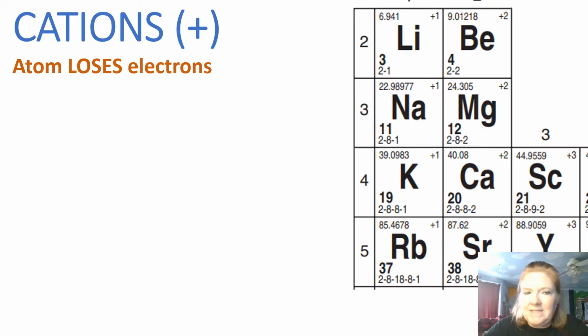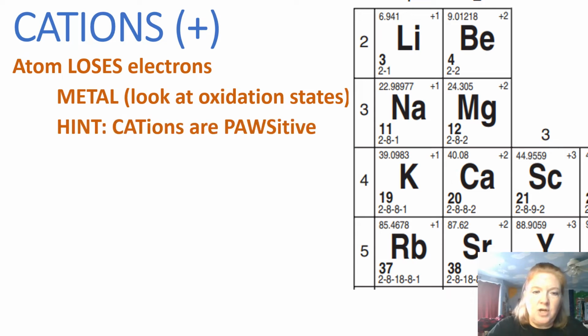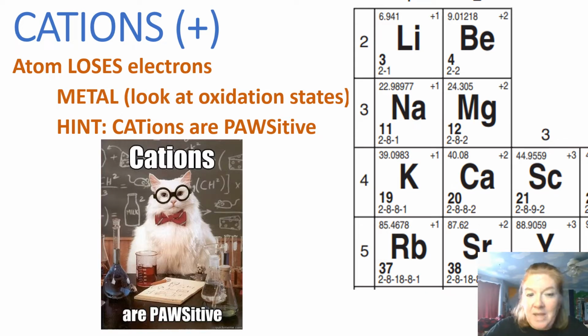So cations are positive. That means the atom loses electrons, like sodium did in our example. Those elements that lose electrons are metals. So if you look at the oxidation states on the periodic table, you can see these end up with positive charges, indicating they're losing electrons. Here's a hint. Cations are positive.